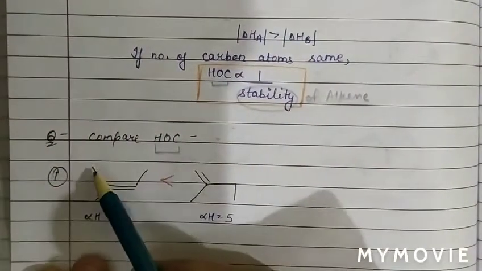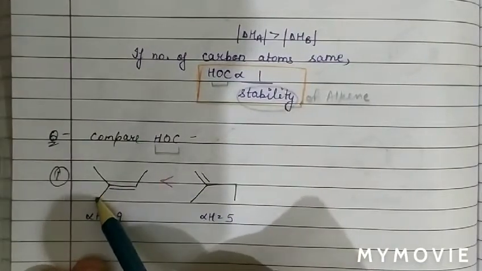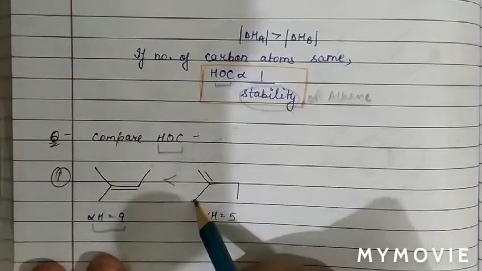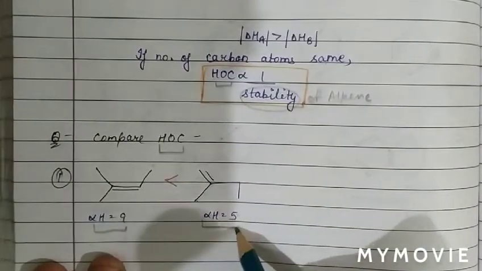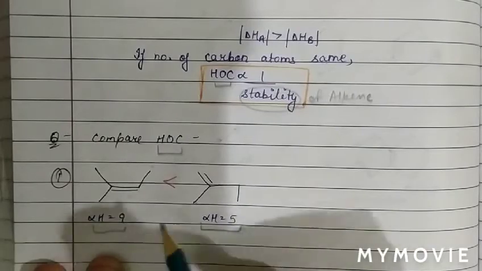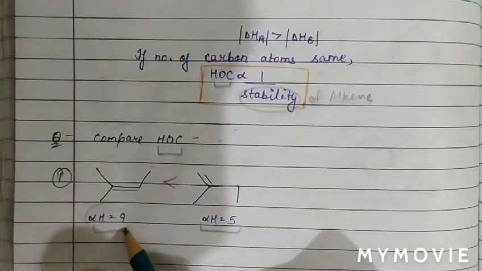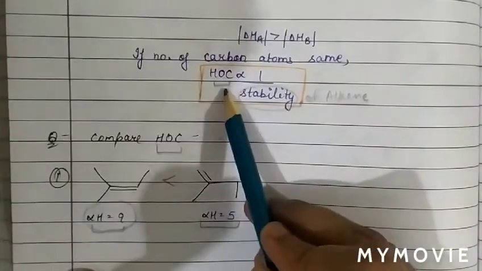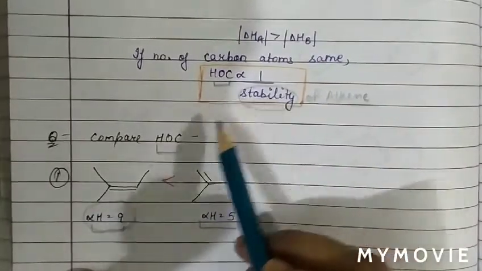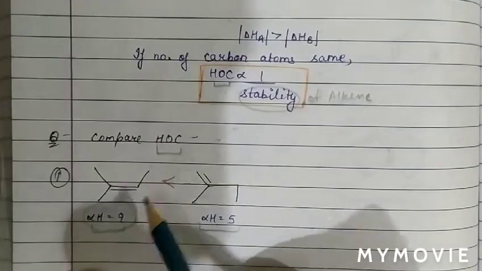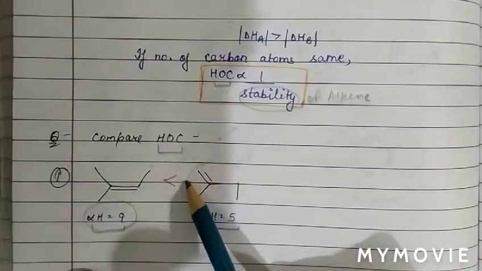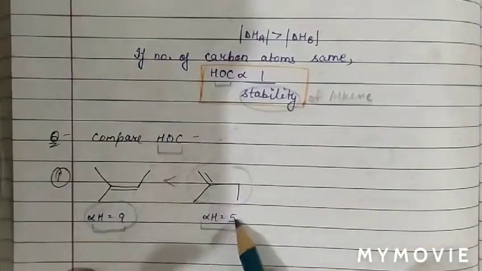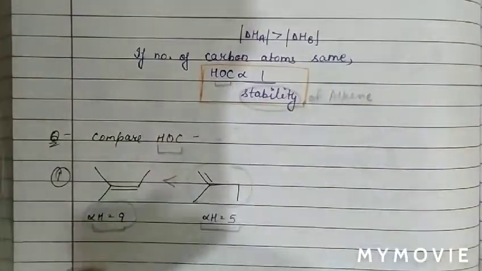See, in this case we can see 3, 3, 6 and 3, 9. So 9 alpha hydrogen atoms are there. Now compare this, 3 and 2, 5. So 5 alpha hydrogen atoms are there, and we know more number of alpha H means more stability. So stability of A is more than B. But heat of combustion is inversely proportional to stability. More stable means less heat of combustion. So heat of combustion is more for this one, having less number of alpha H, which means less stable. Less stable means more heat of combustion.